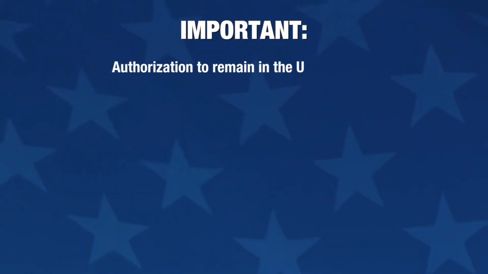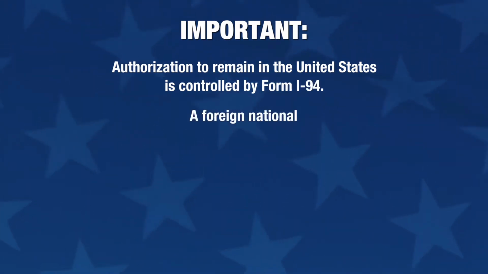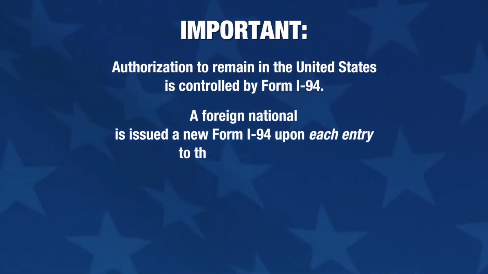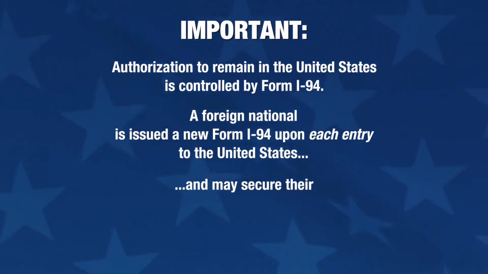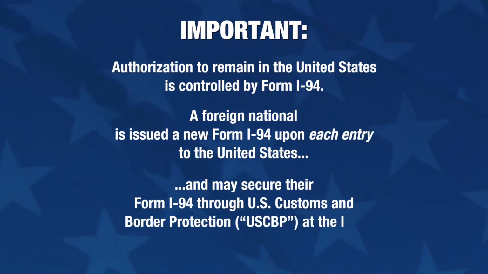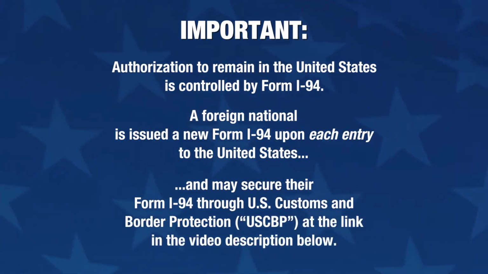Authorization to remain in the United States is controlled by Form I-94. A foreign national is issued a new Form I-94 upon each entry to the United States, and may secure their Form I-94 through U.S. Customs and Border Protection at the link listed in the description.